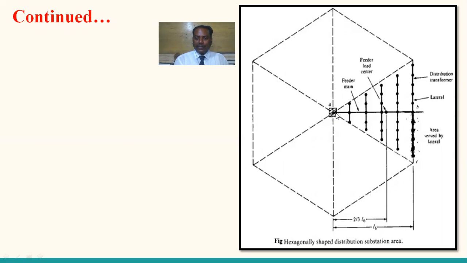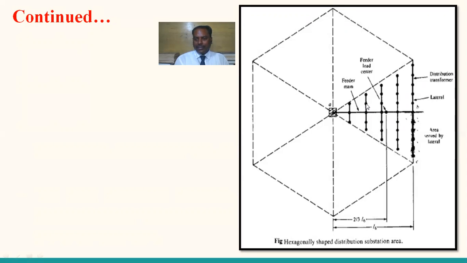In this, one feeder is feeding from feed point A onwards to B and then C. The length of the feeder is L6, because the suffix 6 represents the hexagonally shaped area. The load center is located at a distance of 2/3 of L6 from the feed point. So this is the main feeder. This is the feed point A, and this is the main feeder.